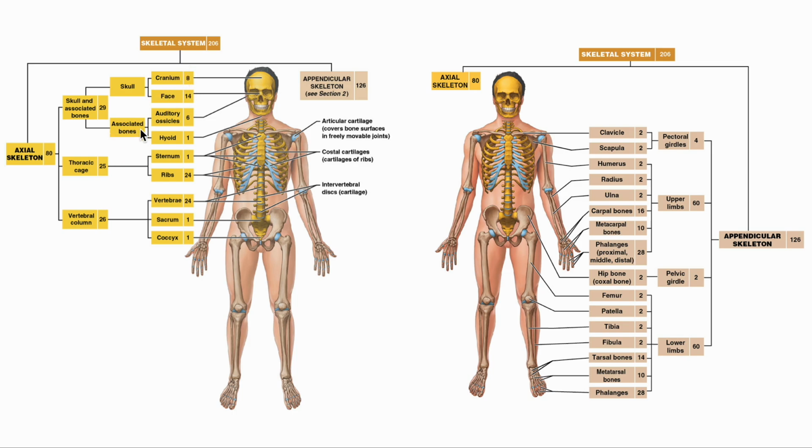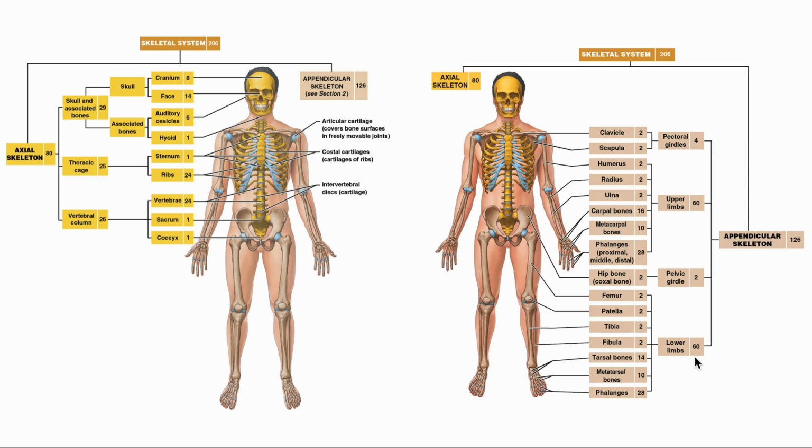And then there's some little oddball bones in the skull, the auditory ossicles, which are like the stapes and the anvil that you learned about inside the ear, maybe in like middle school. And then the hyoid bone, which is sort of just below your mandible in your neck area. And then the thoracic cage, we can talk about the sternum and the ribs. And with the vertebral column, we can talk about the 24 vertebrae and then the sacrum and the coccyx, which are made up of fused bones. So that's going to be our axial skeleton. And that's what we're going to focus on in this video lecture.